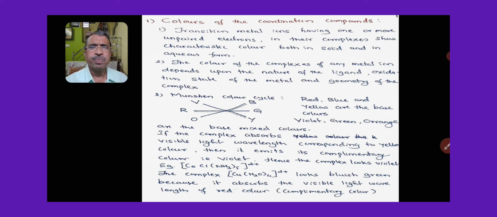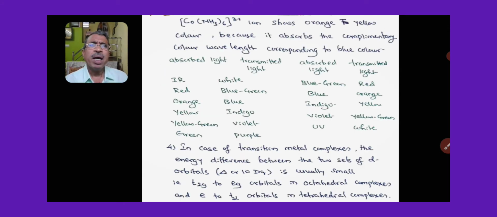The complex, the tetra aqua copper 2, looks bluish green. Yes, it looks bluish green because it absorbs the visible light wavelength of red color. That is known as the complementary color. Hexammine copper 2 ion shows orange to yellow color because it absorbs the complementary color wavelength corresponding to blue color. I have given here the list, that is the color absorbed and the color the compound transmits.